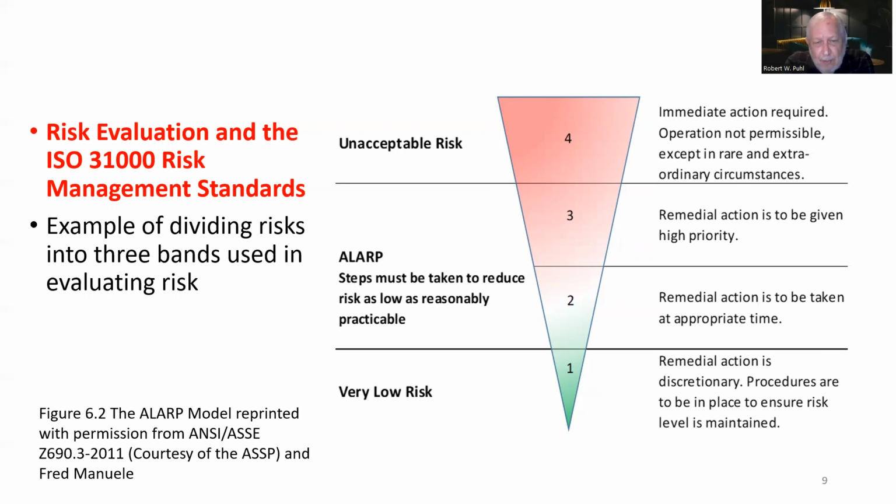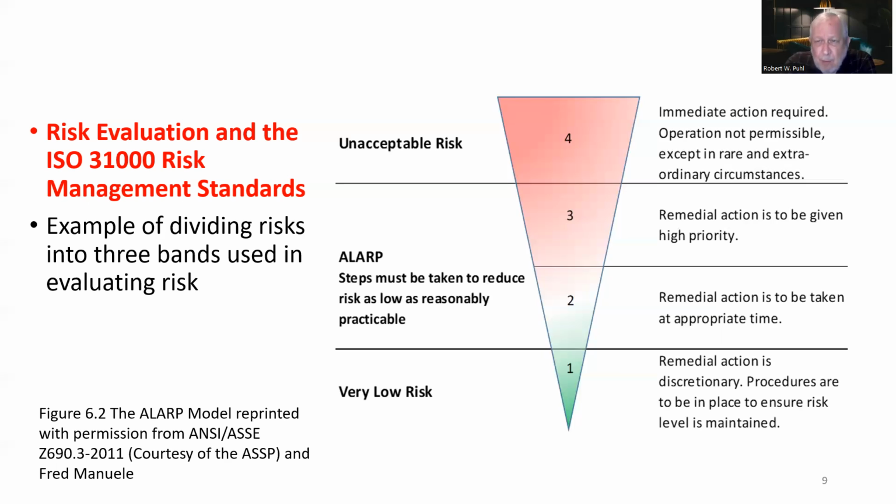ALARP, which is they're kind of calling that the middle, as low as reasonably practical. They're calling the three remedial actions be given high priority and two remedial actions to be taken at appropriate time, but they're throwing that both under that middle band. So that's a little confusing and unnecessary in my opinion. And then one, the very low risk remedial action is discretionary. Procedures are to be in place to ensure risk levels maintained. In a lot of cases when it's like that, if there's something you can do that's quick and cheap, you'll do it.